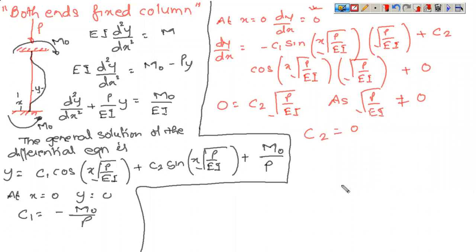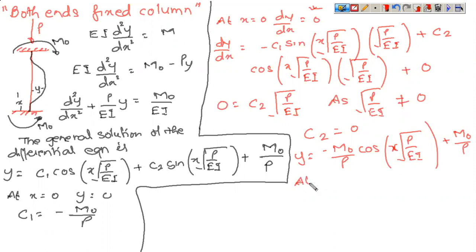Okay. So the final equation now stands at y is equal to minus m naught by p. This is the value of C1 that we have found out from here, plus minus cos x under root p by EI plus m naught by p. So this is your final buckling equation.